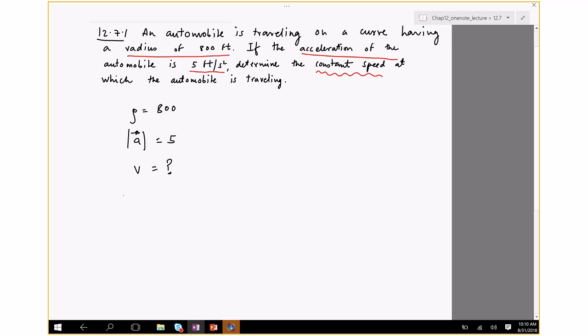Okay, so let's write the expression for acceleration. Going back to your notes, it is v dot UT plus v squared divided by rho times UN.